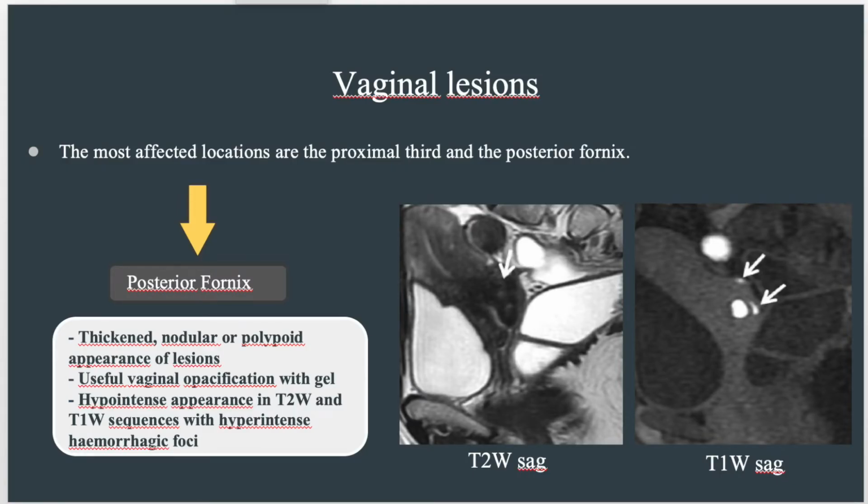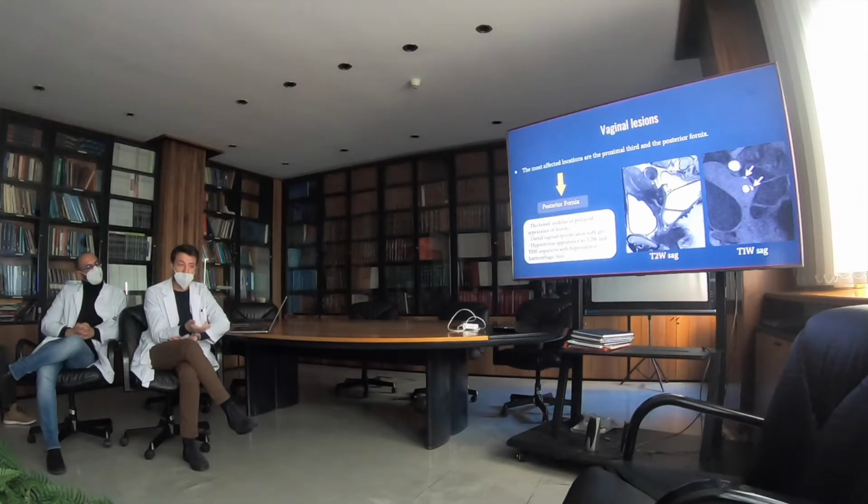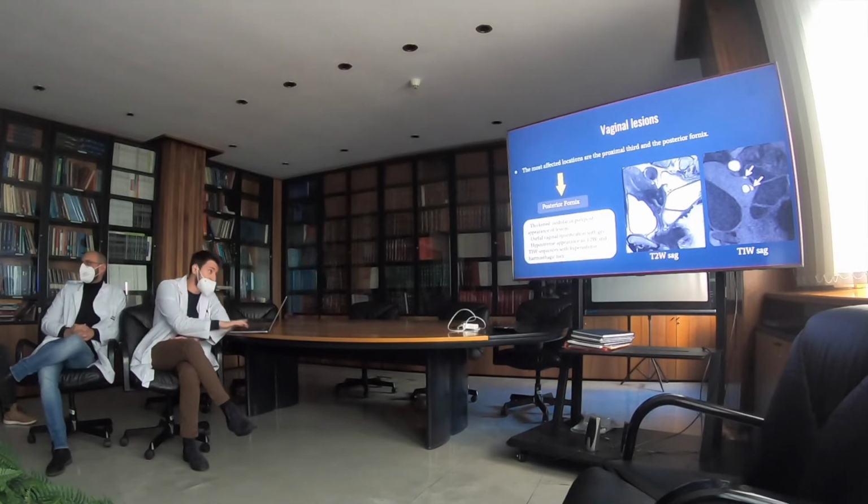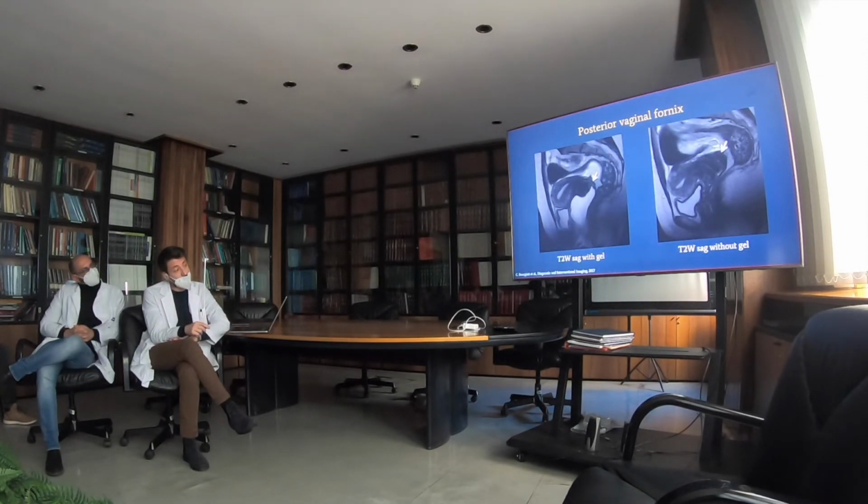For the vaginal lesions, remember that the most affected locations are the proximal third and the posterior fornix, and here we must speak again about the preparation of the patients. If the clinician tells us that with a gynecological exam he notes nodularity of the posterior fornix, we must use an echographic gel to distend the vagina, which helps in the identification of the lesion. Here we can see the difference between T2 sagittal with gel and without gel. See that the echographic gel distends the vagina, and we can identify the lesion more easily.